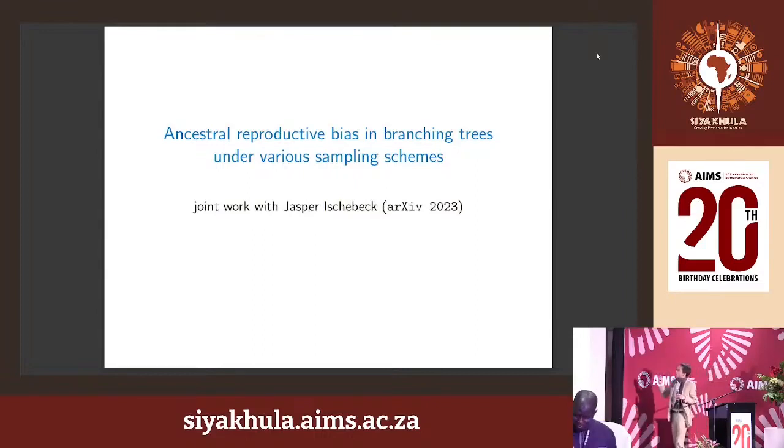Perfect. So I'm talking about ancestral reproductive bias in branching trees under various sampling schemes. It's all joint work with my co-author Jasper Igelbrink, who's a PhD student in Frankfurt. This is a frightening title, I must say, even for me. I have no idea of biology, and ancestral reproductive bias sounds like it's coming from biology. But I think I have some idea about basic probability theory, and I want to teach you only basic probability concepts and advertise that even state-of-the-art mathematics can still be understood with elementary facts.